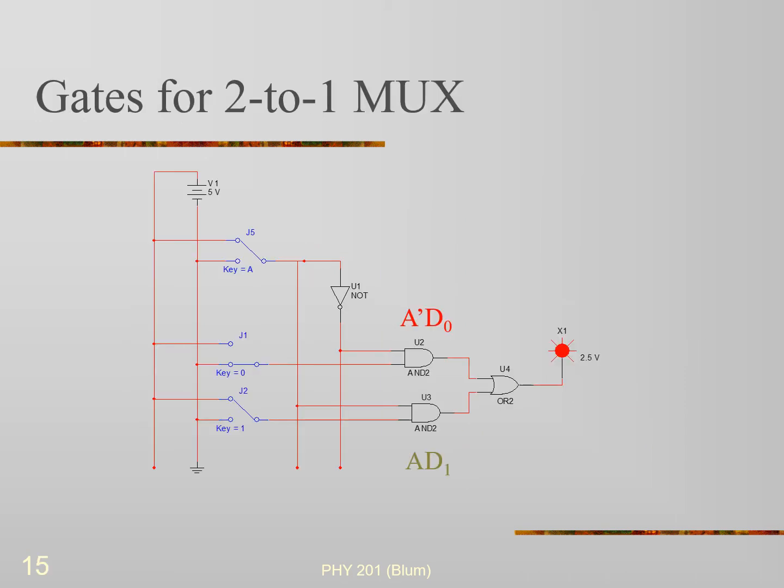And so here's the 2-to-1 MUX in gates. So there were three inputs. The A is the select input, and then two data inputs labeled 0 and 1. And so we have two ANDs, the A prime D0, and the other one, the A D1, and then they are ORed for a simplified sum of products approach.